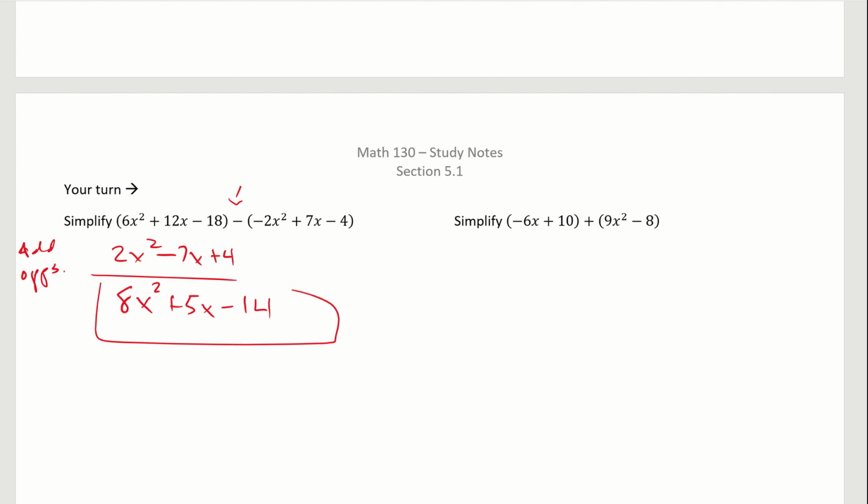Some people do it in their head. They go 6 minus a minus is plus, 12 minus 7 minus 18 minus. It's too hard that way sometimes. It's better to change the signs and then add.